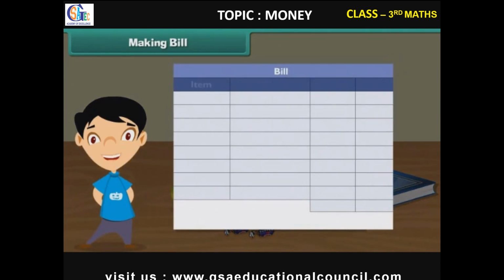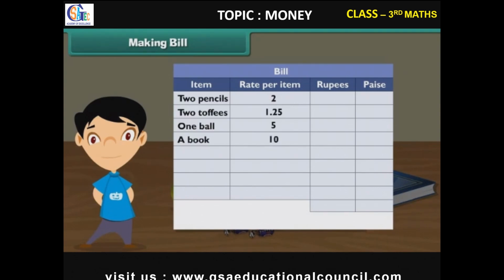Make 4 columns: item, rate per item, rupees and paise. Under the item column, write the names of the different items purchased. Under the rate per item column, write 2 rupees, 1 rupee 25 paise, 5 rupees and 10 rupees against pencil, toffees, ball and book. 2 pencils cost 4 rupees, so write 4 in the rupees column and 00 in the paise column. 2 toffees cost 2 rupees 50 paise, so write 2 in the rupee column and 50 in the paise column. 1 ball costs 5 rupees, so write 5 in the rupees column and 00 in the paise column. 1 book costs 10 rupees, so write 10 in the rupees column and 00 in the paise column.